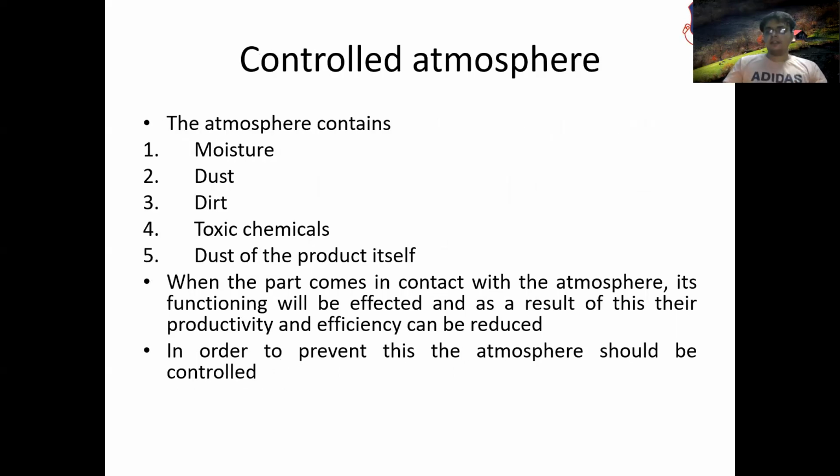Control of the atmosphere. We all know that the atmosphere mainly consists of moisture, dust, toxic particles, toxic chemicals, and dust of the production, meaning whatever material is being produced by the machine also gets entrapped into the oils, the surroundings, or the machine. So when the part comes in contact with the atmosphere, its functioning will be affected, and as a result the productivity and the efficiency will get reduced because of all these factors. In order to prevent this, the atmosphere should be controlled.